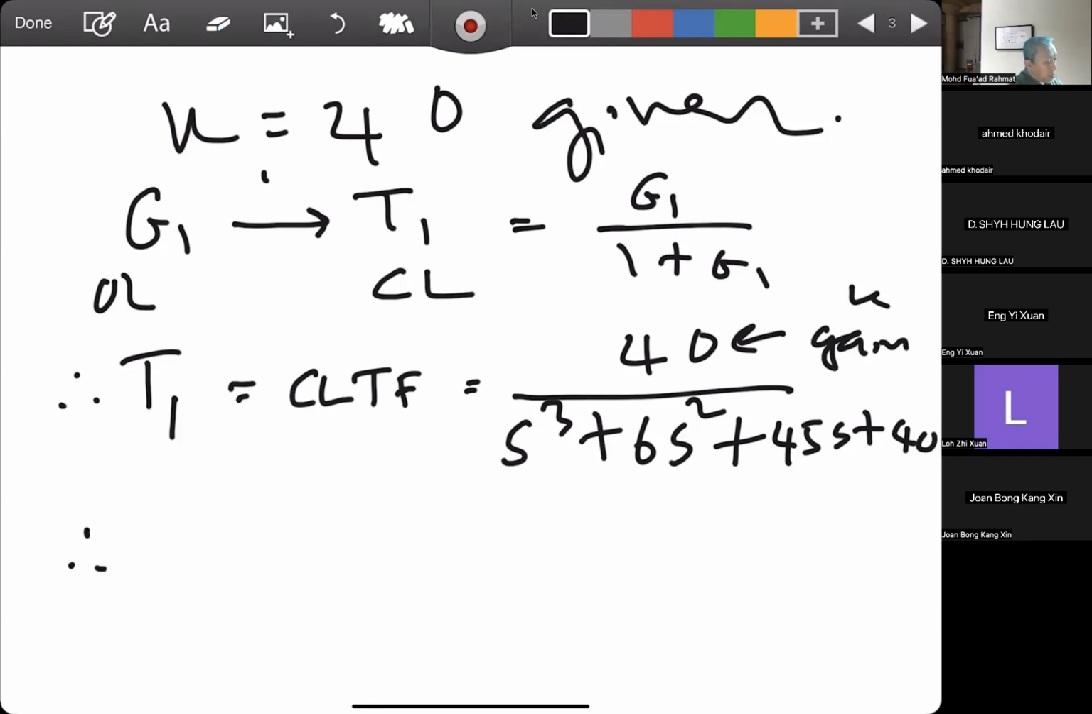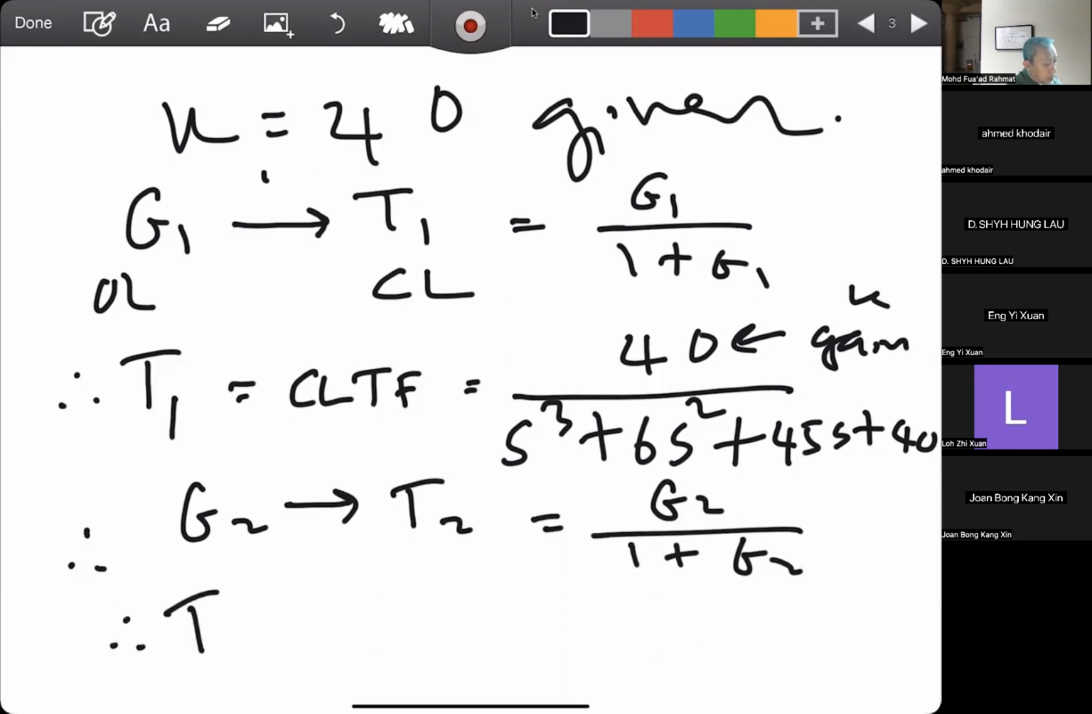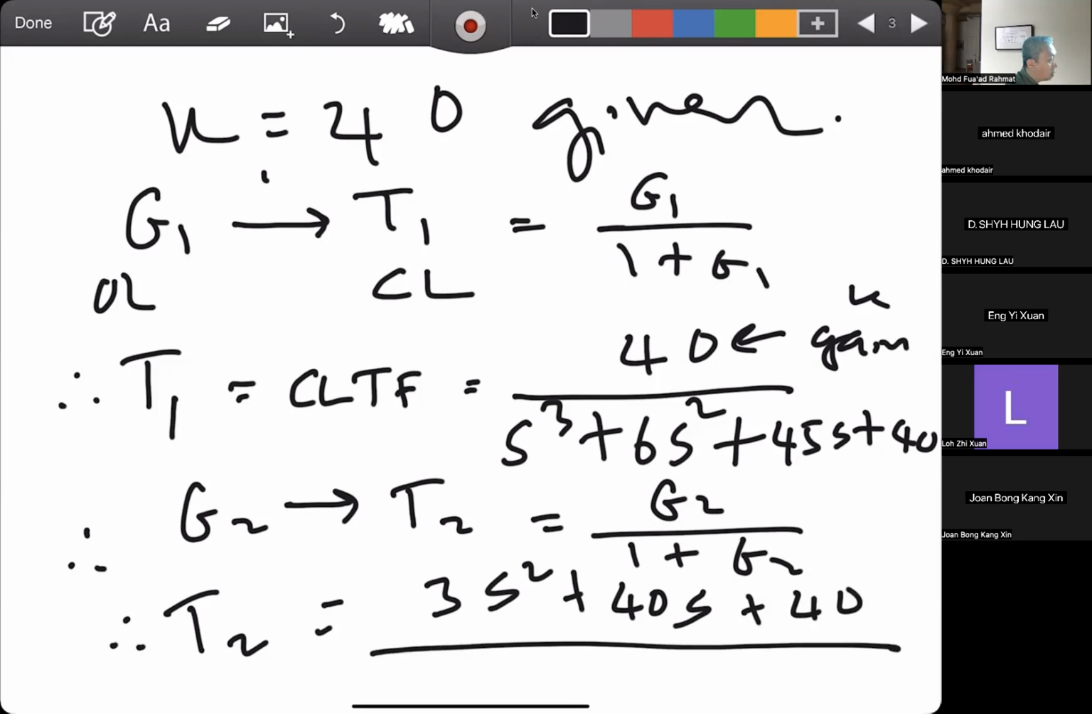Then for G2, go to T2, the closed loop. T2 is G2 over 1 plus G2. That's why T2 becomes 3s squared plus 40s plus 40, divided by s cubed plus 6s squared plus 45s plus 40.